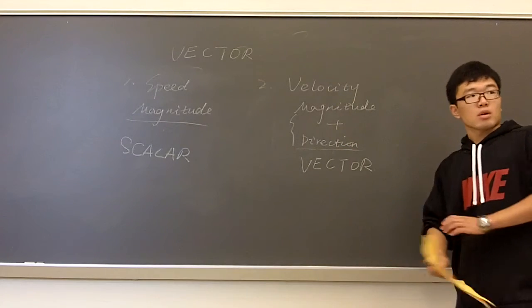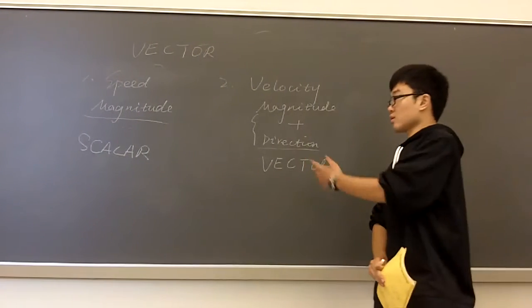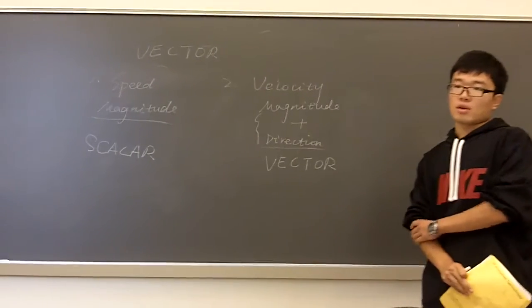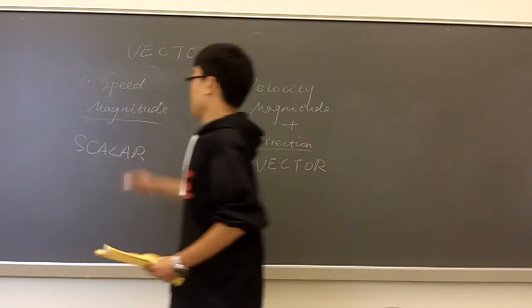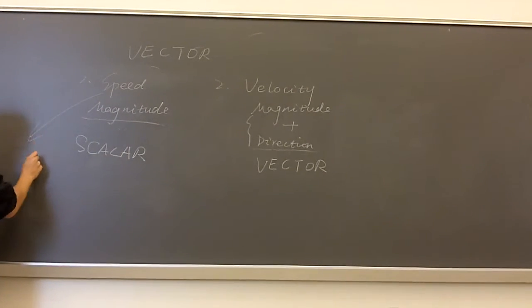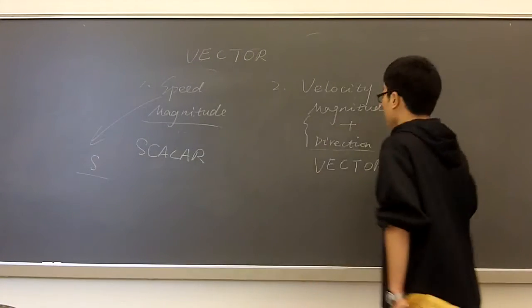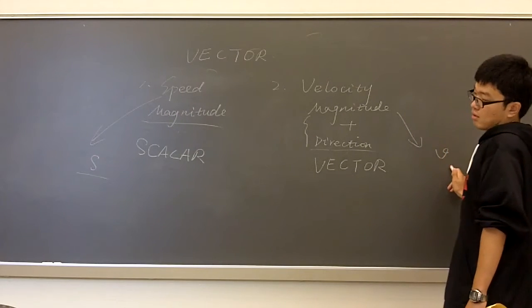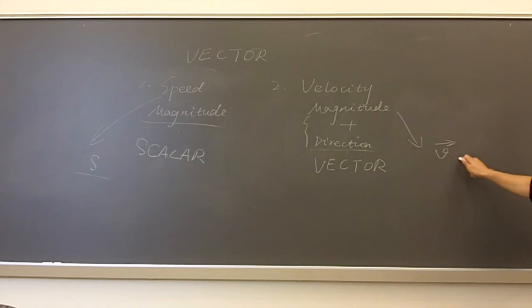In order to make everyone know the difference between vector and scalar, when we write down scalar and vector expressions, there will be a little difference. For example, speed, we just write S. But when it comes to velocity, V, the letter is no problem, but I need to add this arrow, which tells us this quantity has direction. This is the only difference.